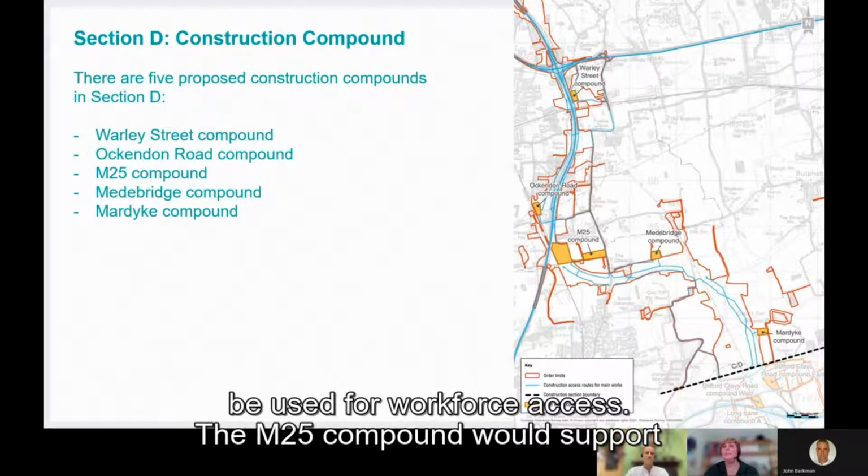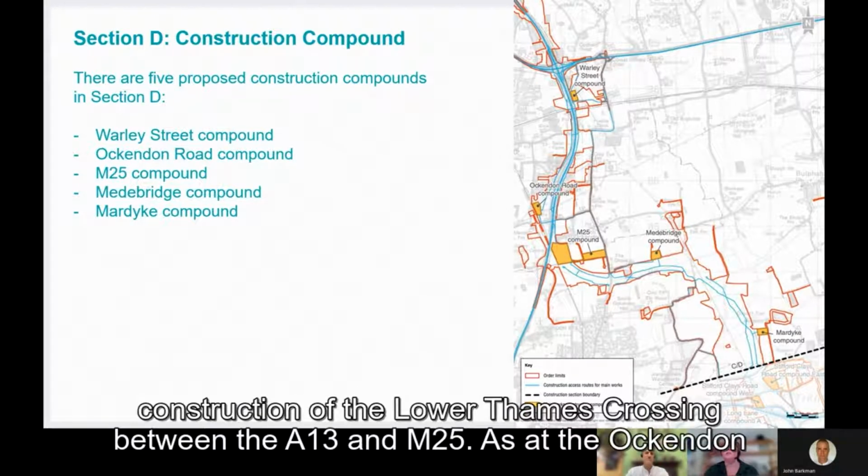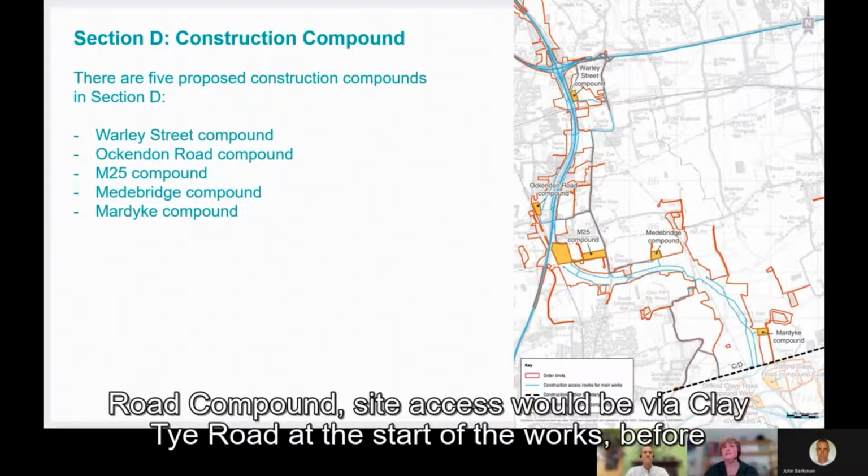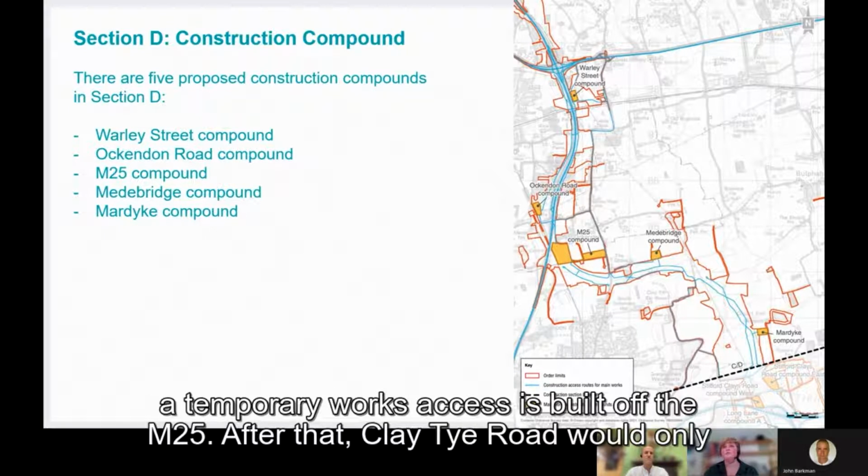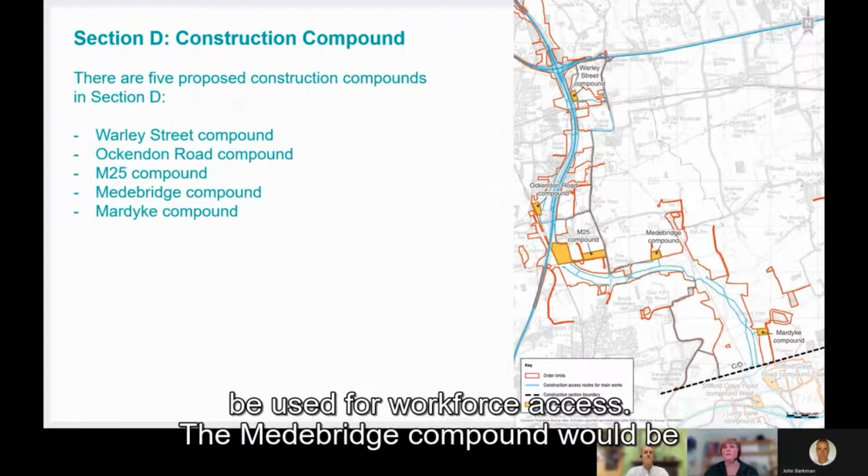The M25 compound would support construction of the Lower Thames Crossing between the A13 and the M25. As at the Ockenden Road compound, site access would be via Clay Tye Road at the start of the works before a temporary works access is built off of the M25. After that, Clay Tye Road would only be used for workforce access.